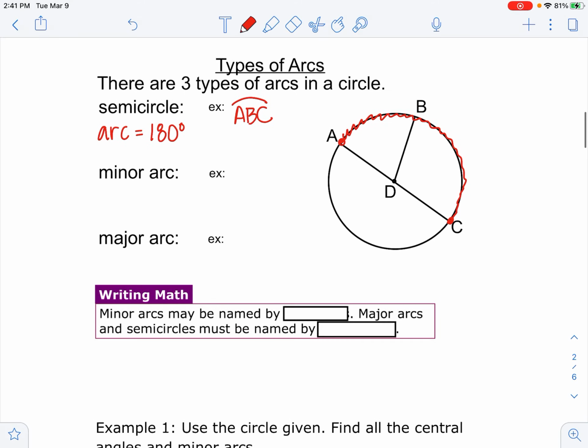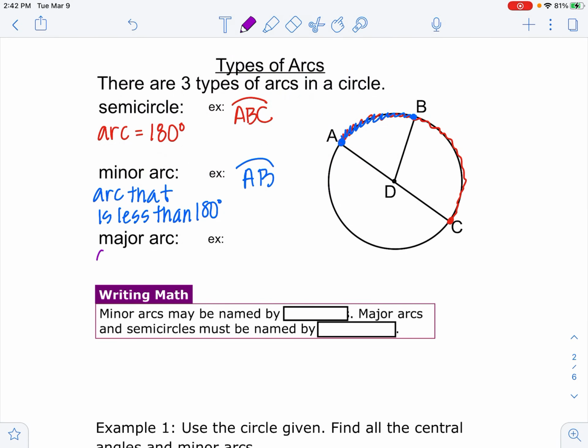Now, semicircles are named with 3 points, and so are major arcs. So let's do the minor arc next. A minor arc is an arc that is less than 180 degrees. So I just need to find an arc that's less than 180. I can do arc AB, or I can do arc BC. So I'm just going to do arc AB. There's more than one minor arc drawn though. So this right here, arc AB, that is a minor arc. I could have also done arc BC.